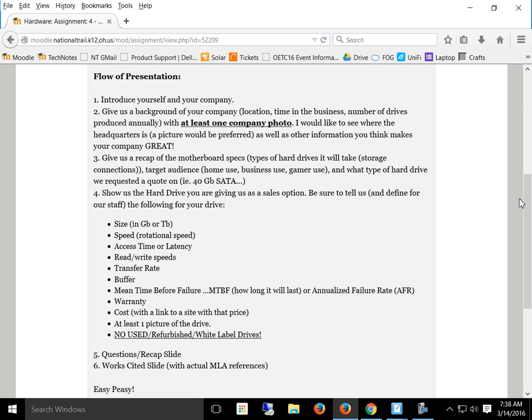Okay, and then obviously a cost with the link and at least one picture of the drive. You can have more than one, obviously. No used, refurbished, or white label drives.